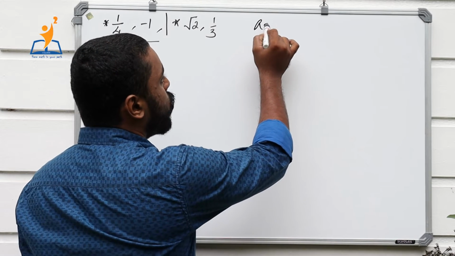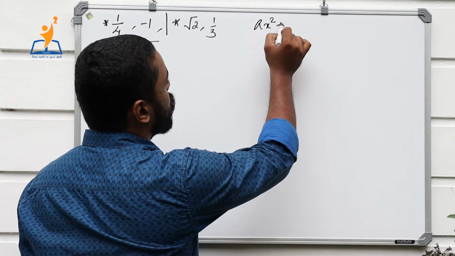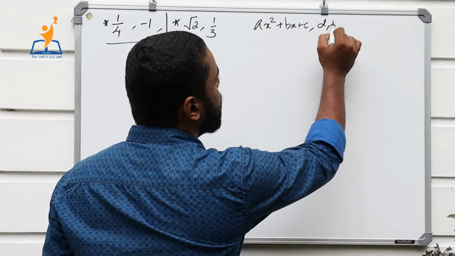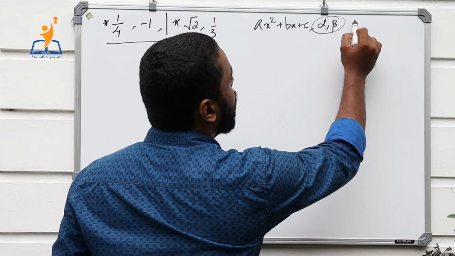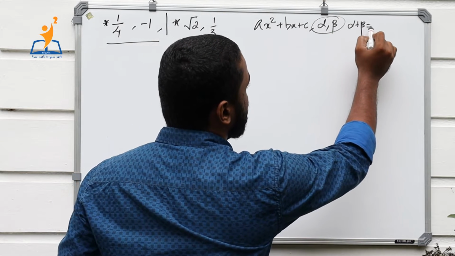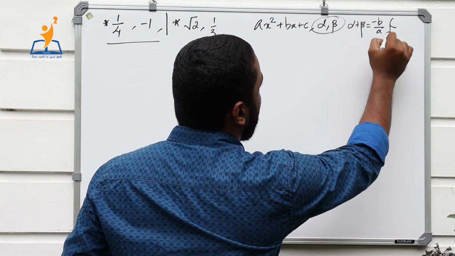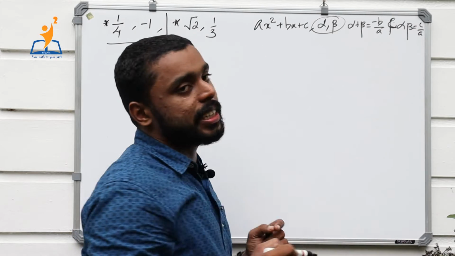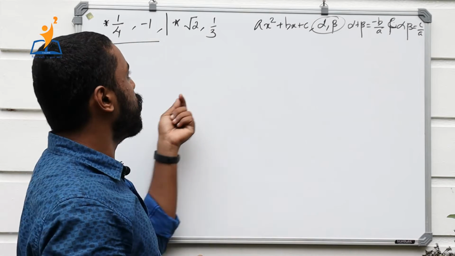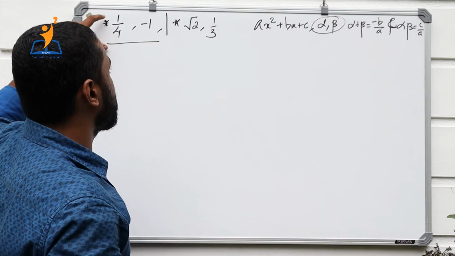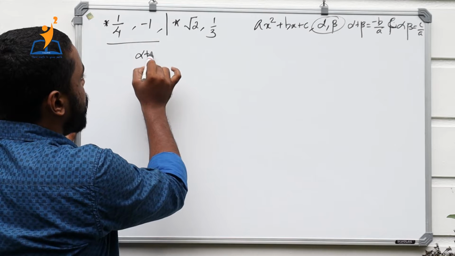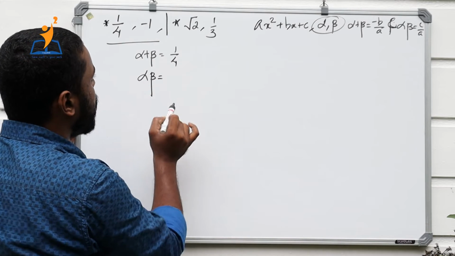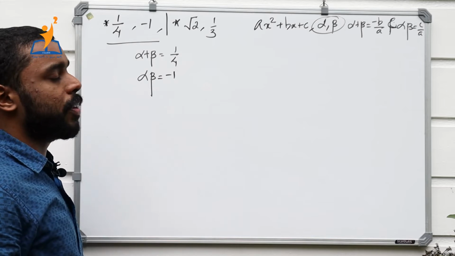We know that any quadratic polynomial is of the form ax square plus bx plus c, and if alpha and beta are the zeros of the quadratic polynomial, then alpha plus beta is equal to minus b by a and alpha beta is equal to c by a. We have learned it in the previous classes. Now we are going to find a quadratic polynomial such that alpha plus beta is equal to 1/4 and the product of zeros alpha beta is equal to -1. So this is our first question.